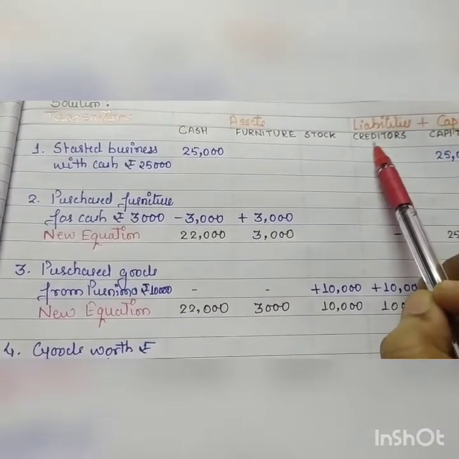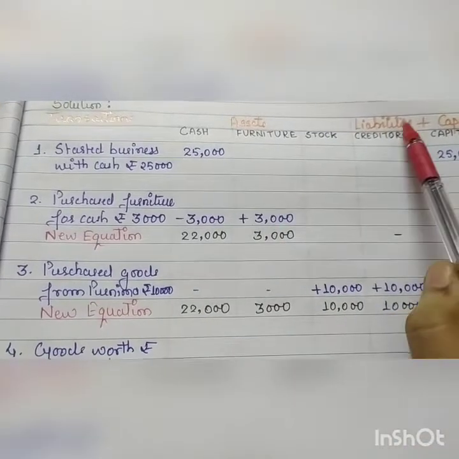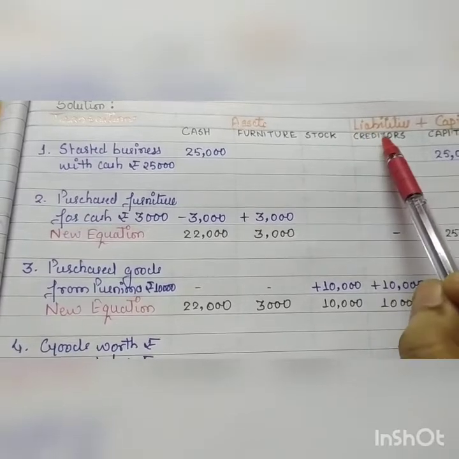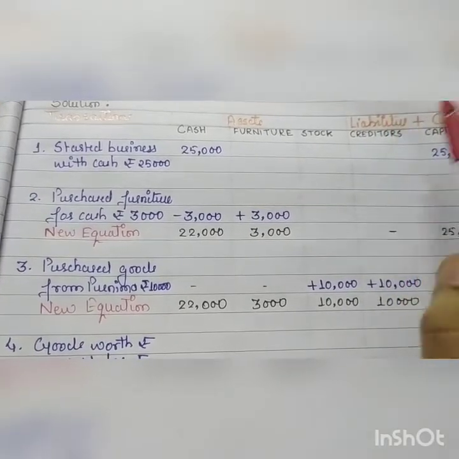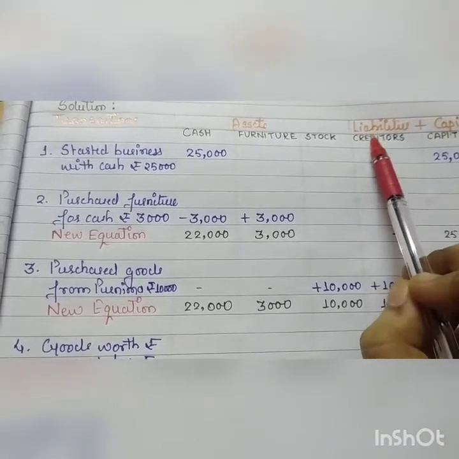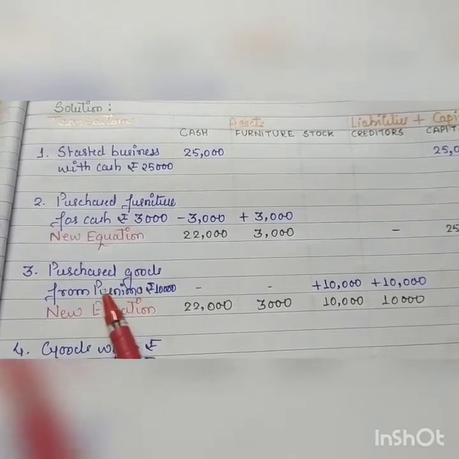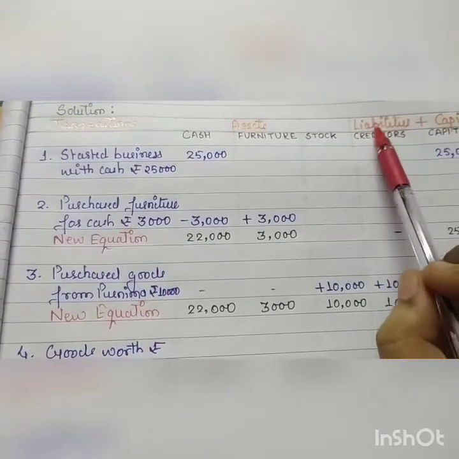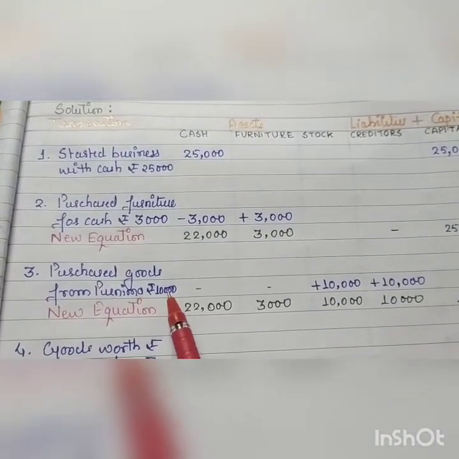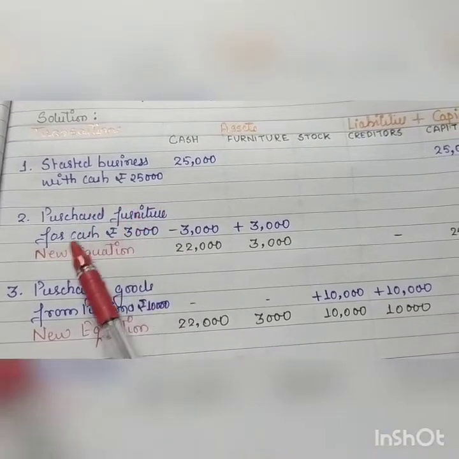creditors will arise. Creditors are liabilities. That means we owe to them. We will pay them in future. So till that time period, you will consider them as your creditors. That comes under liabilities. Understood? Whenever you purchase goods on credit, creditors will arise. As you can see here, cash word is not mentioned. In the second transaction, it was clearly mentioned purchase furniture for cash.